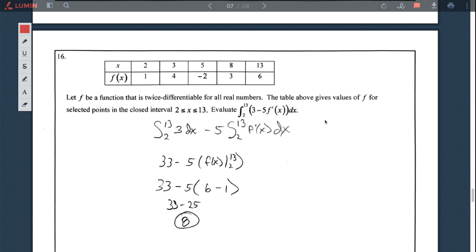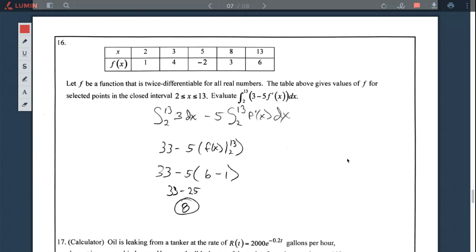All right, 16. Let f be a function that is twice differentiable for all real numbers. The table above gives values of f for selected points in the closed interval. We want to evaluate this. As you can see, the first thing I did was separate all this out. I took the 3 out here, I moved the 5 in front, and then I had f prime here. We've talked about when you integrate just a number, you can take that number times the difference in the interval. The difference in the interval is 11, and 3 times 11 gives me 33.